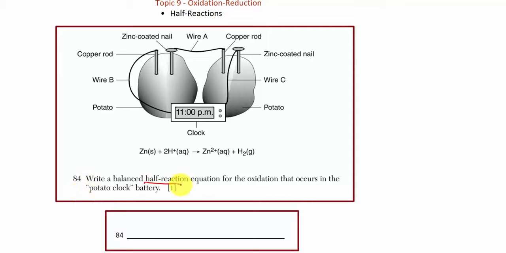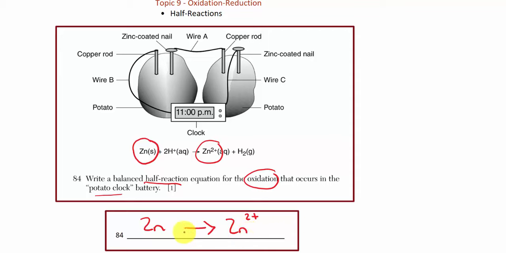Question 84, write a balanced half reaction equation for the oxidation that occurs in the potato clock battery. Okay, so our half reaction for oxidation, we established in the previous question that it's the zinc that undergoes our oxidation process. So we start off with Zn, and we end up with Zn plus 2. So how do we get from a zinc to a zinc plus 2? We lose 2 electrons.